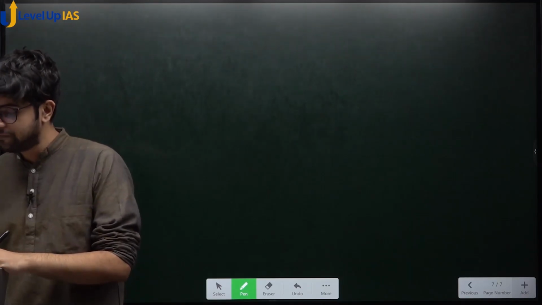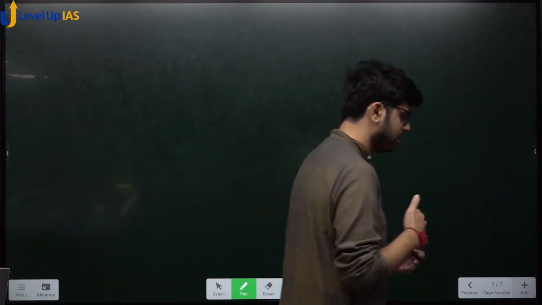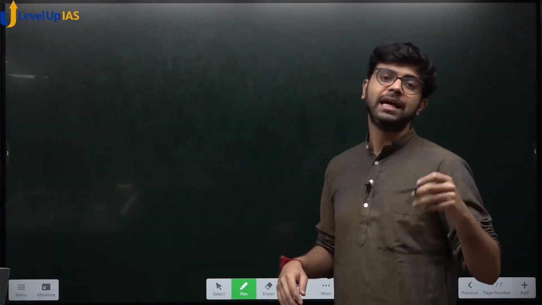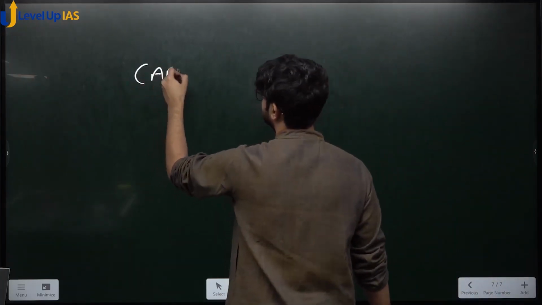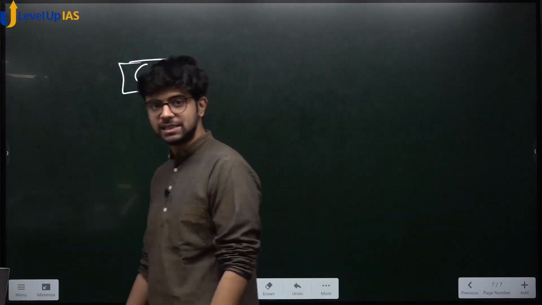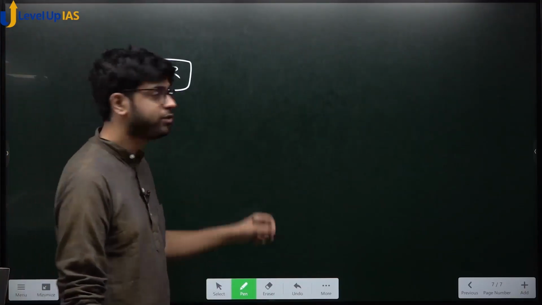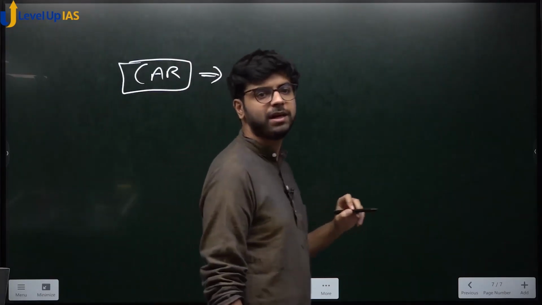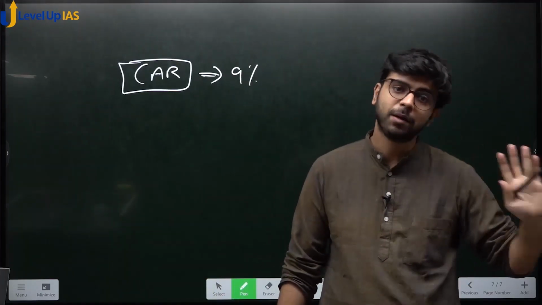So now in asset quality, when we come to the third pillar, which is asset quality and your capital adequacy, the Basel committee has set up a capital adequacy ratio. The Basel committee has suggested how much should be the capital adequacy ratio. It should be 9%. What do you understand by 9% capital adequacy ratio? Which means if you give out 100 rupees as loans, 9% should be your capital minimum.